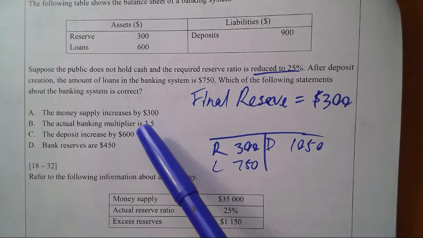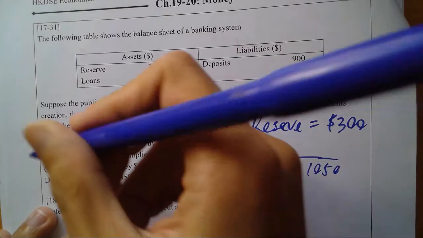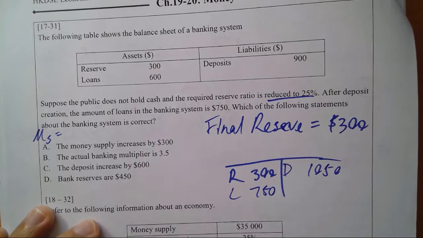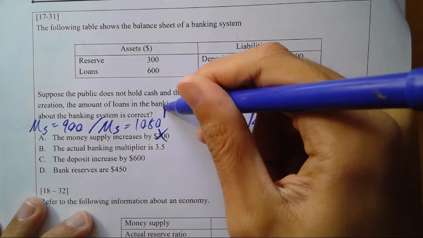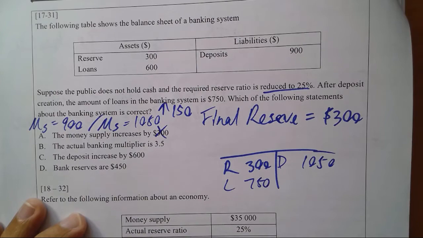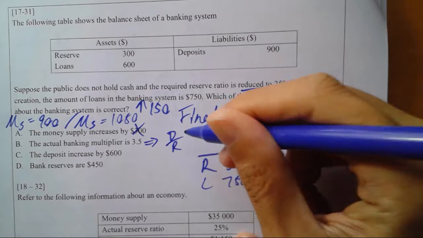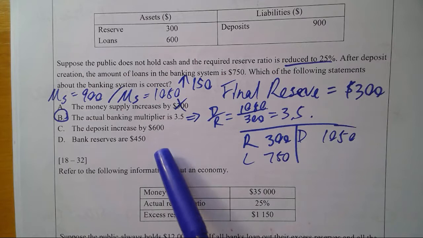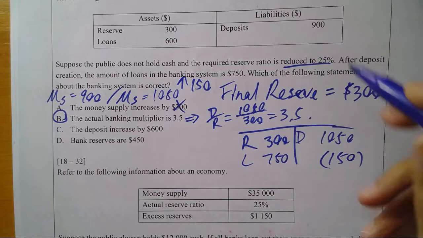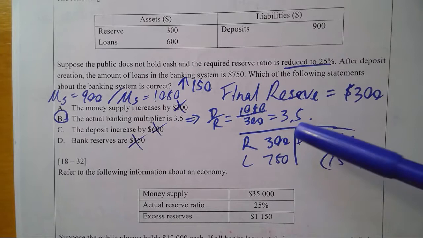Now let's see. Original money supply, okay, original MS. We have no CP, so it used to be 900, now money supply is 1050, therefore increased by 150, not 300. Okay, actual banking multiplier, let's do actual banking multiplier: deposit divided by reserve, 1050 over 300, exactly 3.5. Okay, B is the answer. Now C: deposit increased by, no, 150, we just mentioned, right? And bank's reserve, no, doesn't change because there is no withdrawal, no injection, right? Okay.